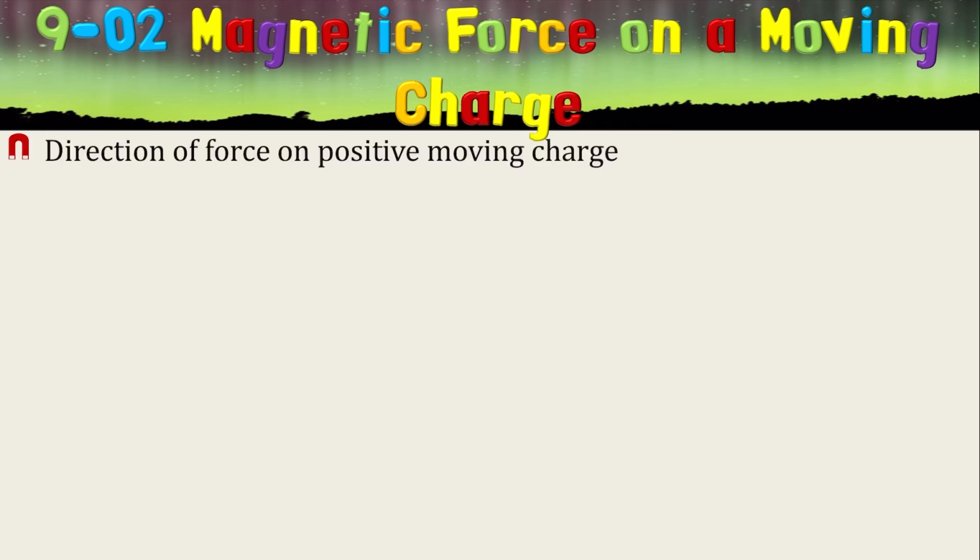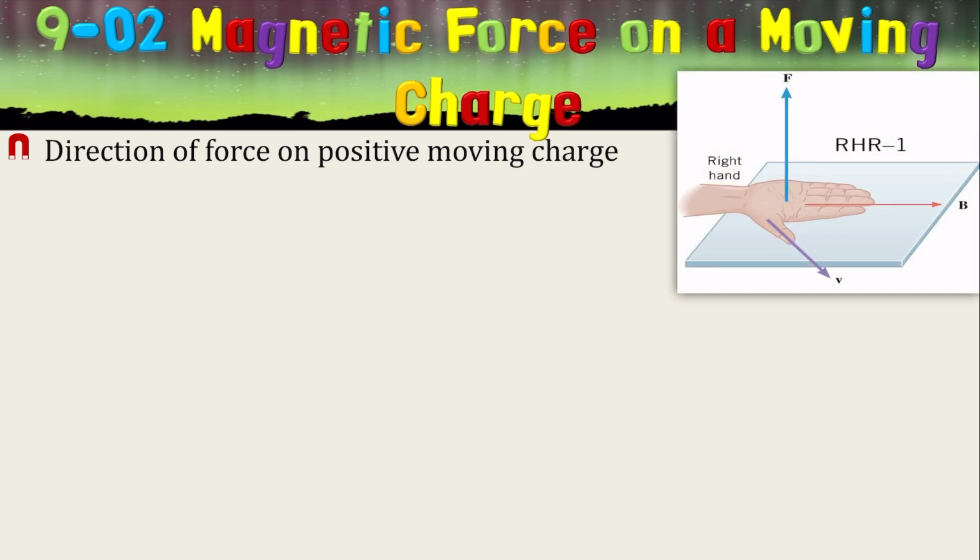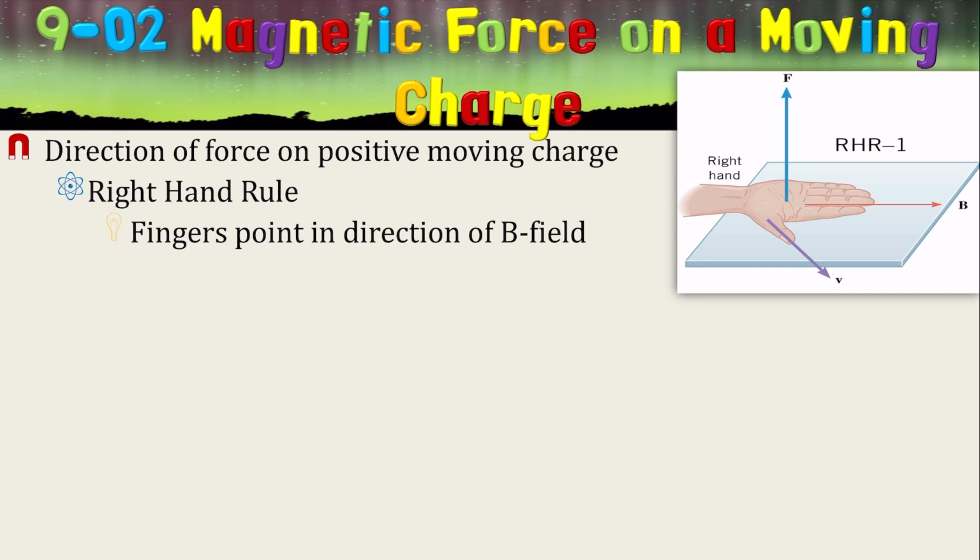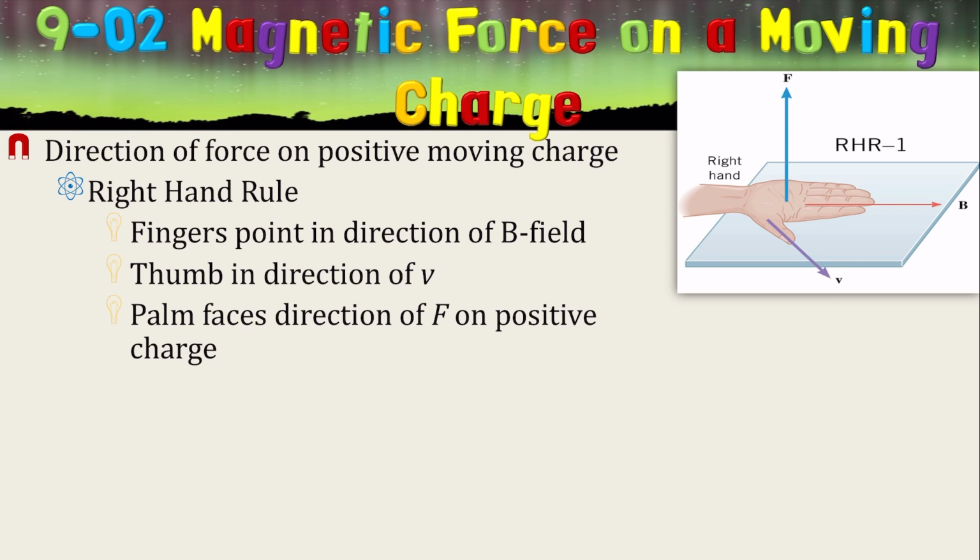The direction of the force on a positive moving charge can be given by the right-hand rule. For the right-hand rule, the fingers point in the direction of the magnetic field, the thumb points in the direction of the moving charge, and the palm faces the direction of the force on a positive charge. If the charge happens to be negative, it would go the exact opposite direction.